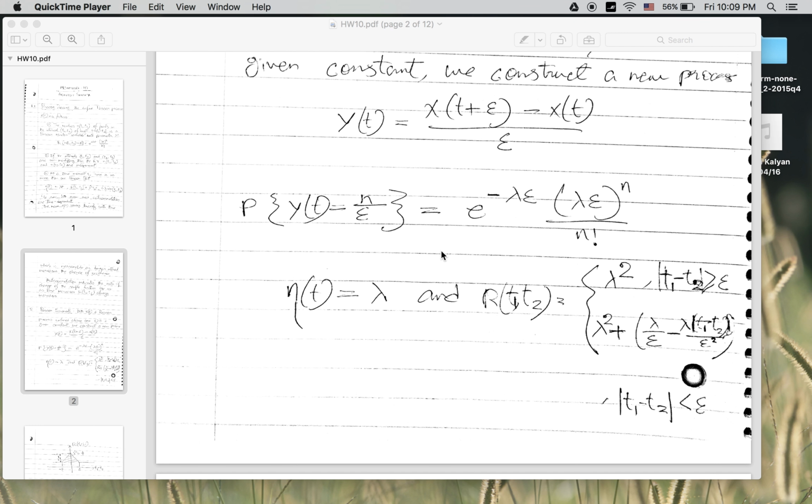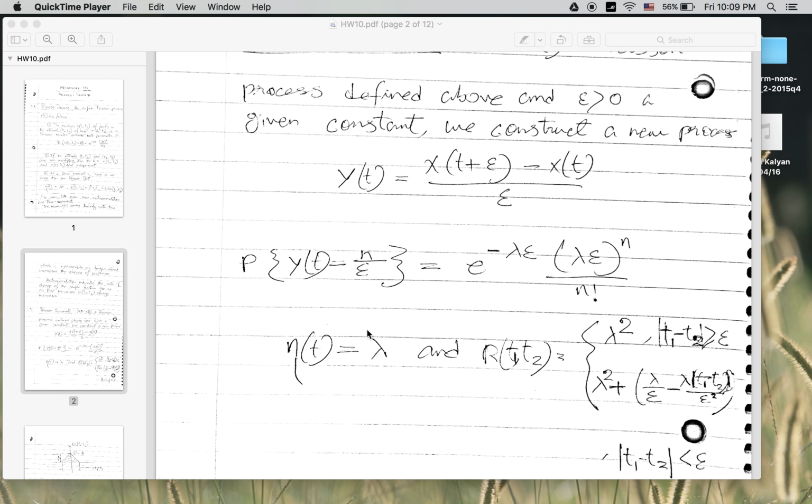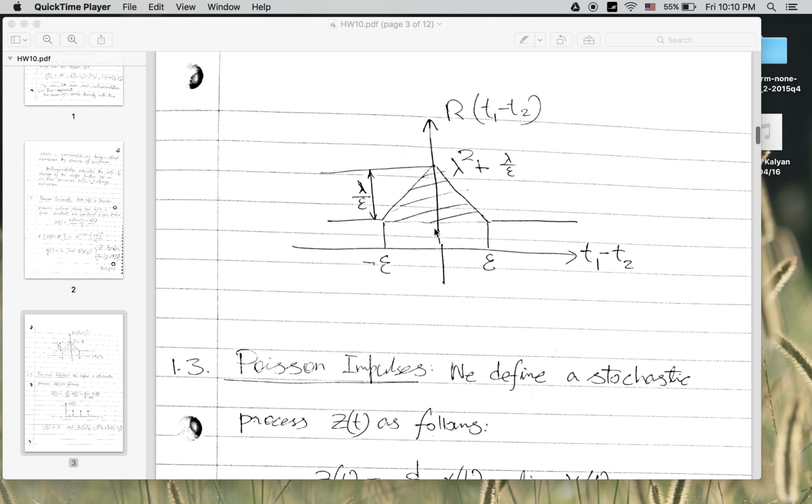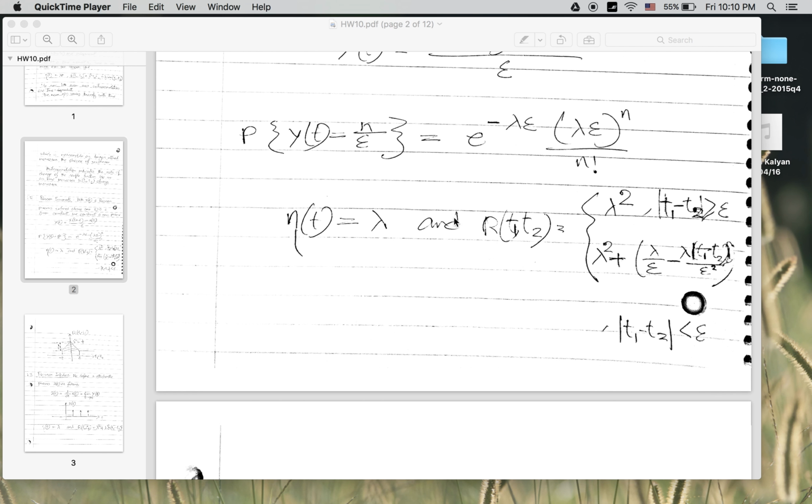Why? First of all, for Poisson increments the mean, the expectation, is constant, which is expected because it depends only on lambda, which is a constant. Also, for the autocorrelation, if the difference between t1 and t2 is greater than epsilon, that means the intervals are non-overlapping, so it comes to lambda squared, a constant. But if the difference is not greater than epsilon, we can assume they overlap, and it lies in this region. So it depends on both lambda and epsilon, as seen here.